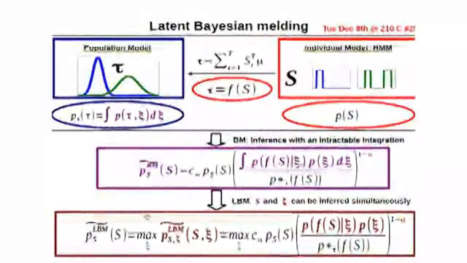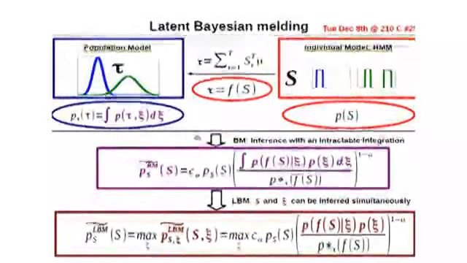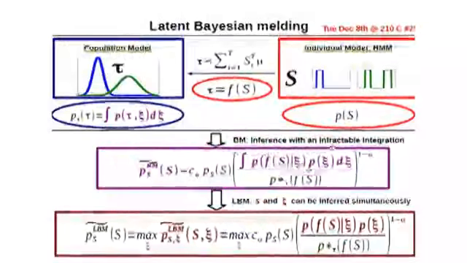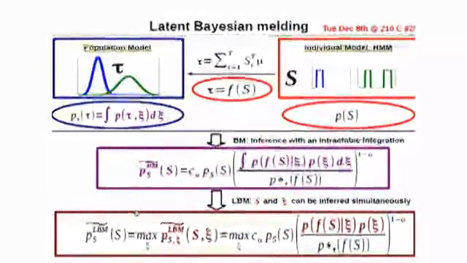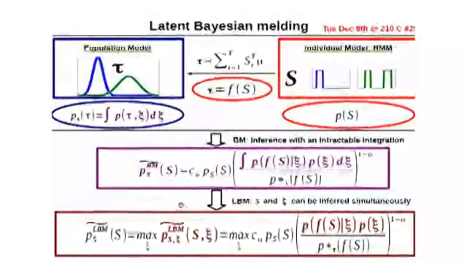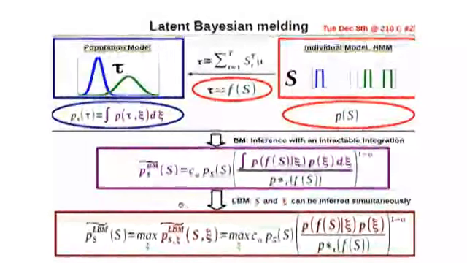But Bayes melding assumes there's no latent variable, and quite often there's a latent variable, say C, like in a mixture model. We still can use Bayes melding, but there's an intractable integration here. Instead, we propose the latent Bayes melding and derive a joint distribution over S and C, and we show that there's no intractable integration, and S and C can be inferred simultaneously.